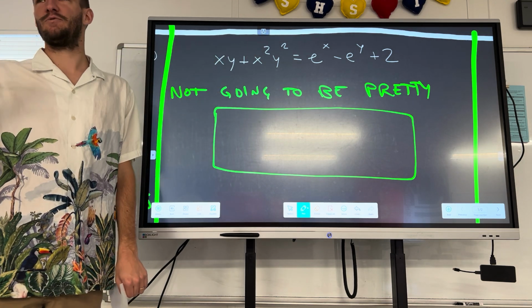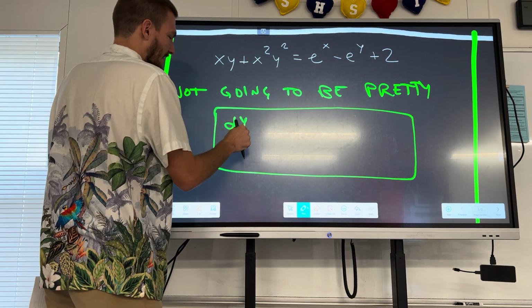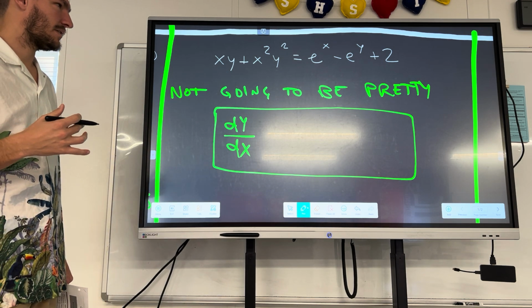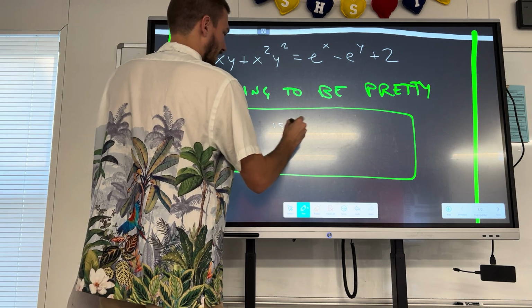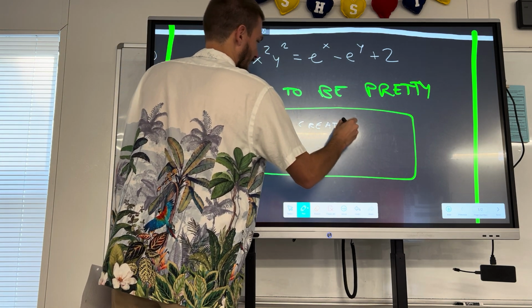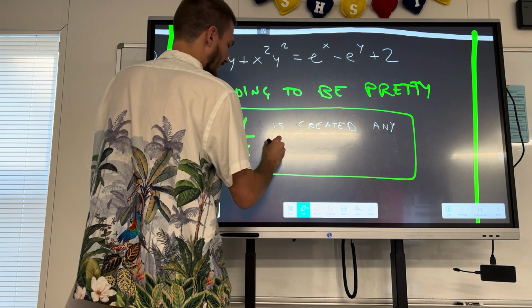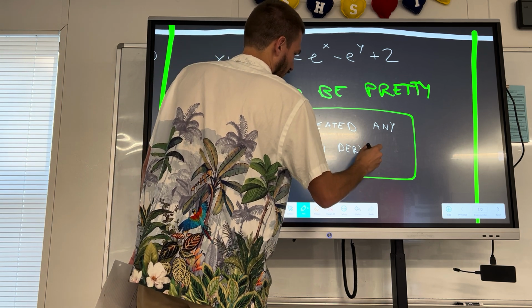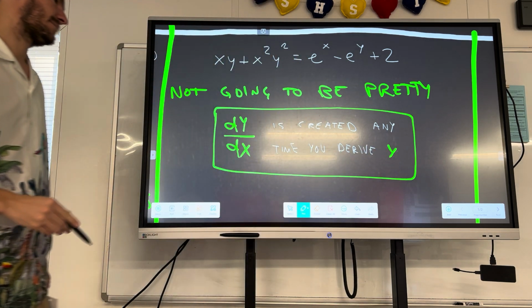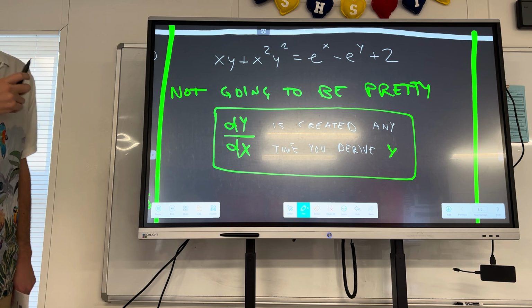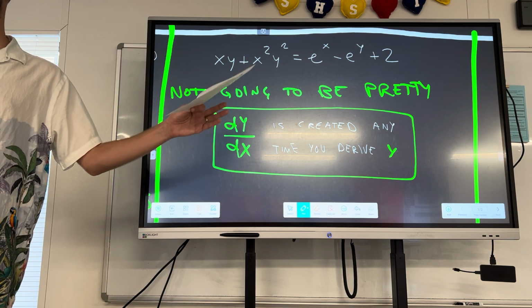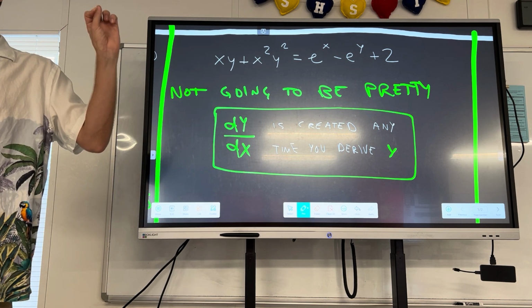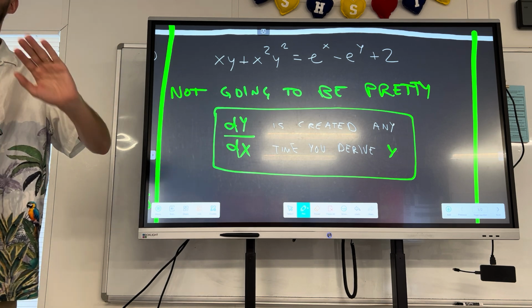The way implicit differentiation works is that dy dx, which is what we've been doing, is created any time you derive y. Now, that is implicit differentiation. That's the whole thing. That's all we really need to learn today. That dy dx is created anytime you derive y, which is already a trick that we have been doing.